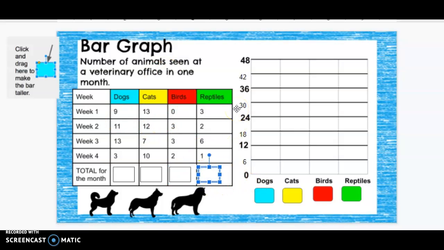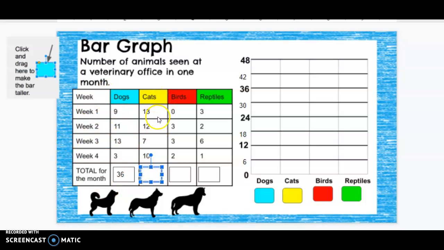So we're going to start with our dogs. So 9 plus 11. So you have to add all of the weeks together. There's 4 weeks. So week 1, they had 9 dogs. Week 2, 11 dogs. Week 3, 13 dogs. And week 4, 3 dogs. So I need to add all of these together to find out the total number of dogs that they saw in 1 month. So 9 plus 11 equals 20. 20 plus 13 equals 33. And then 33 plus 3 equals 36. Okay? So 36 dogs total for the whole month.